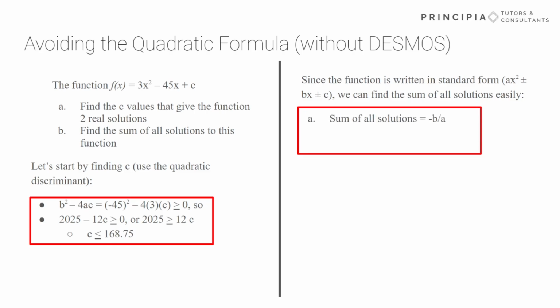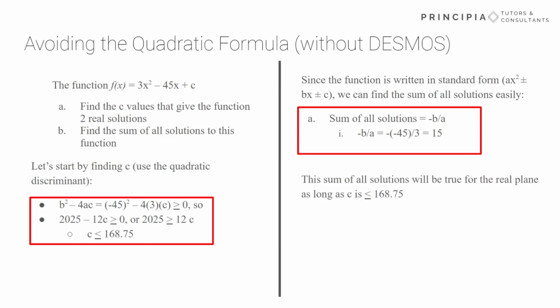So again, reminding you of the formula, it's negative b over a. In this particular instance, that would be the negative of negative 45 divided by 3, or 45 divided by 3, which gives us 15. This sum of all solutions will be true for the real plane as long as c is less than or equal to 168.75.